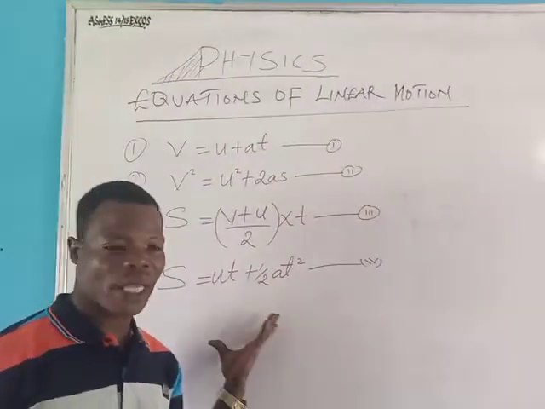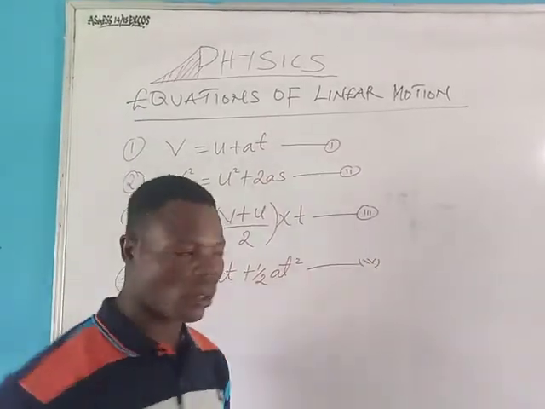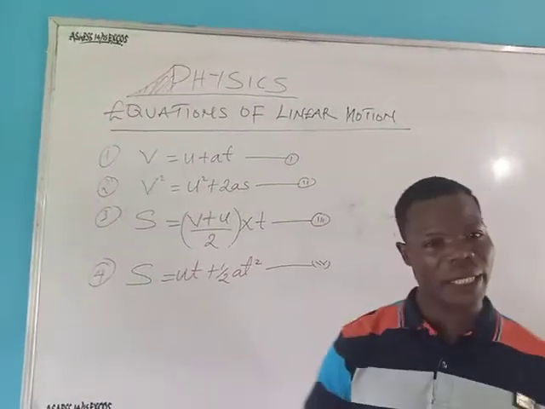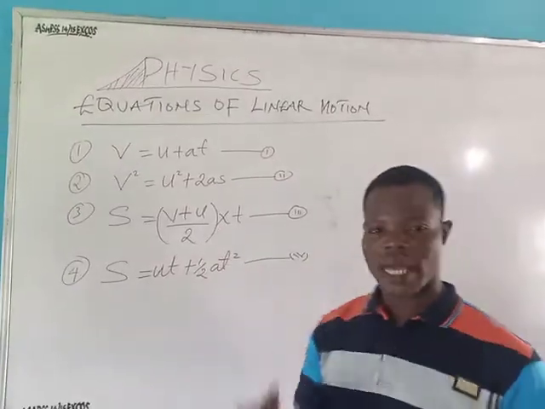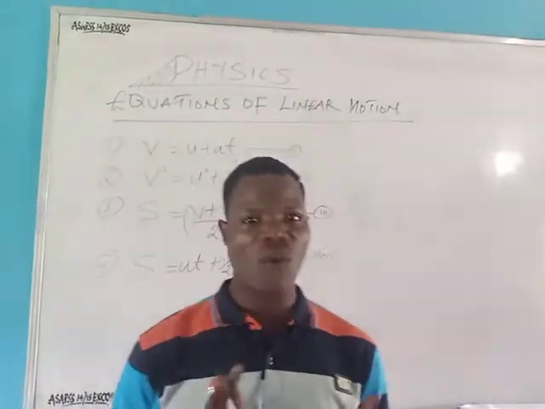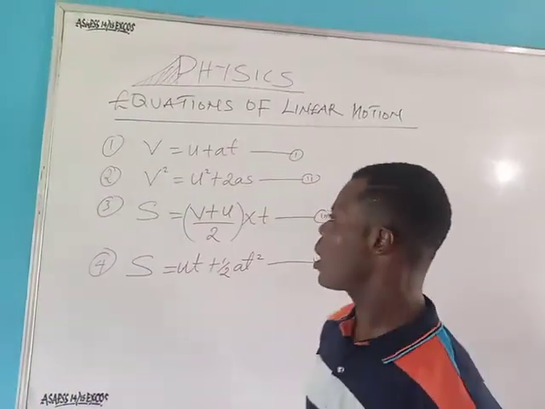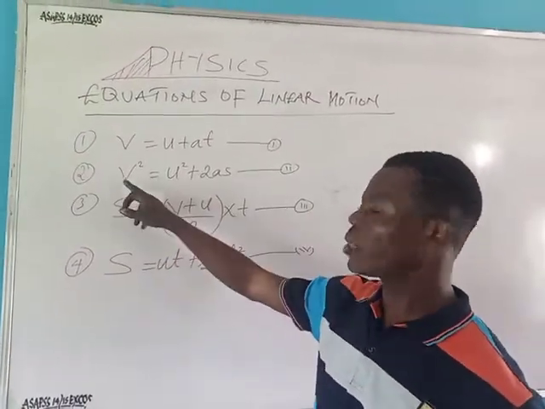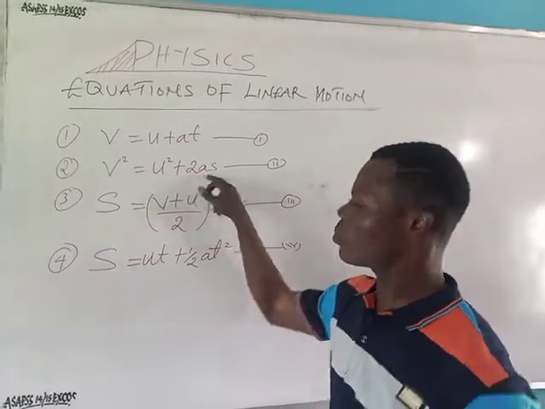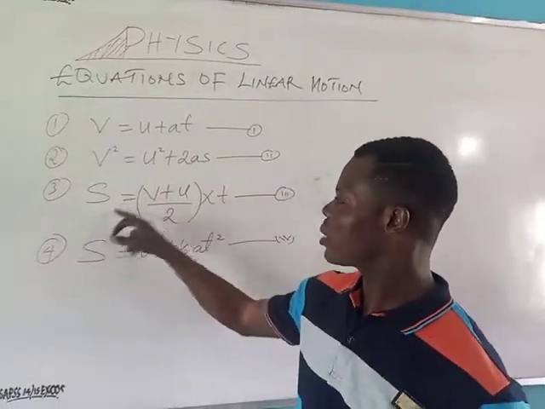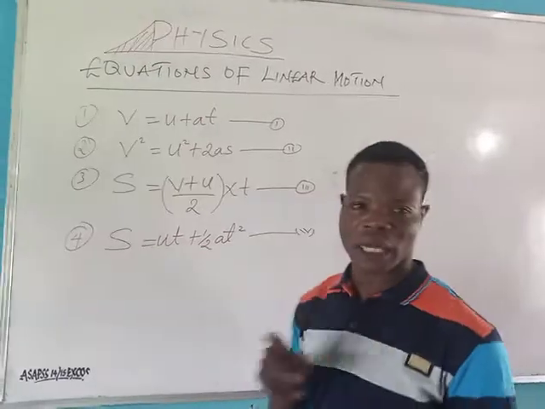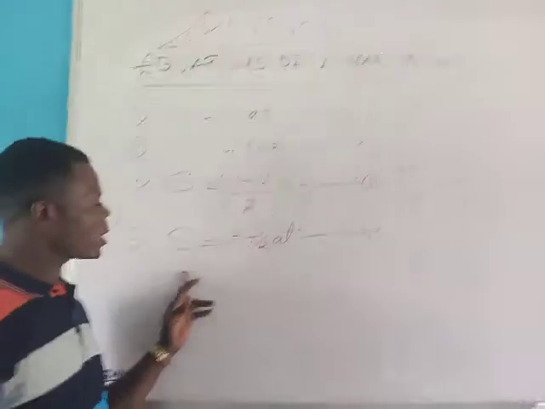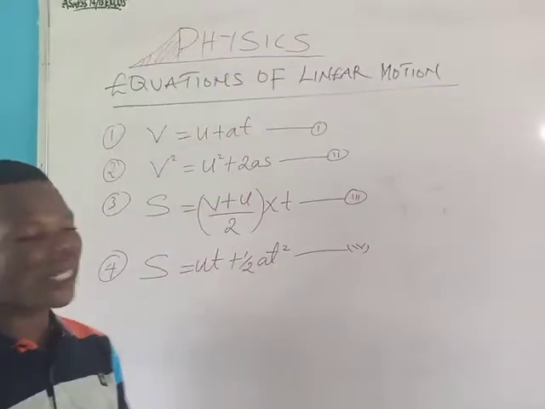These are the four equations derived or propounded by Sir Isaac Newton for solving any linear motion. Here, we want to look at how these four equations can be proved. How can we prove that V square is equal to U square plus 2AX, X is equal to V plus U all over 2 times T, and how can we prove that X is equal to UT plus half AT square?